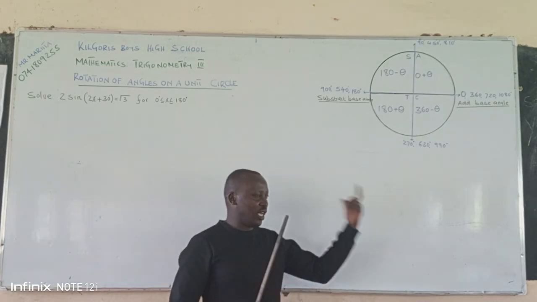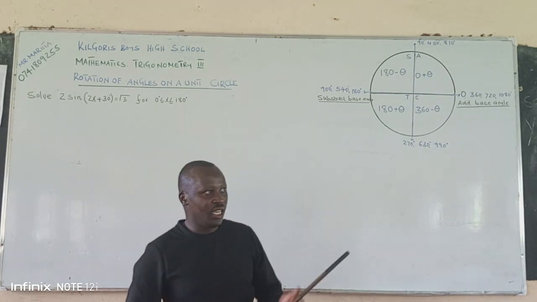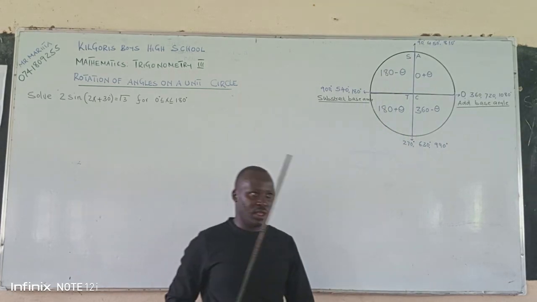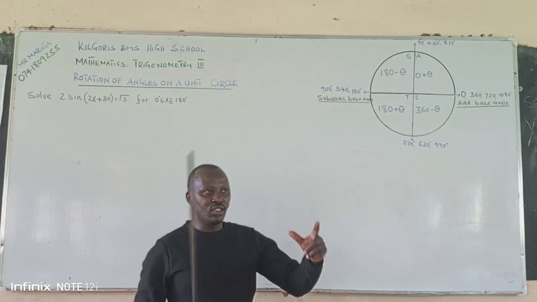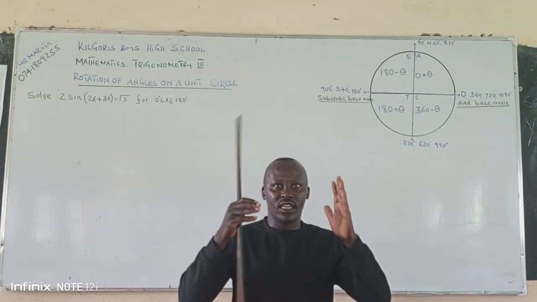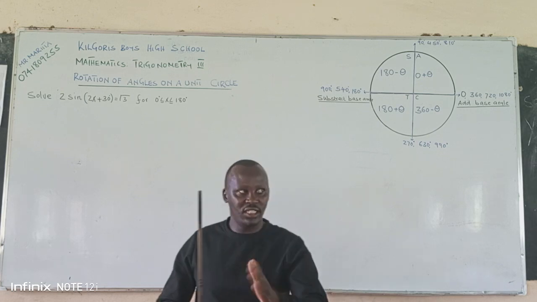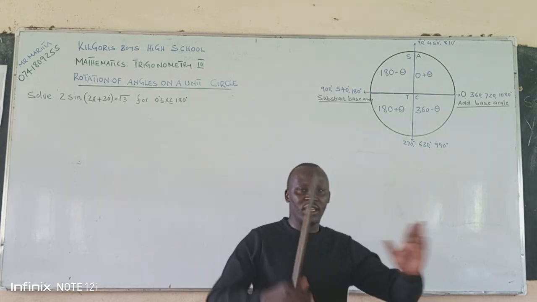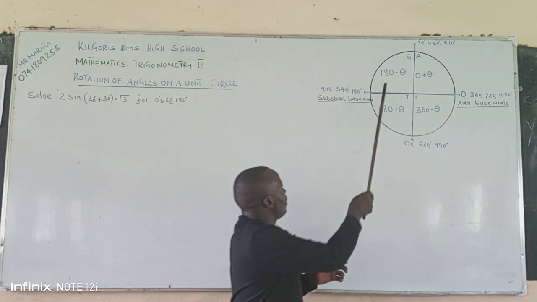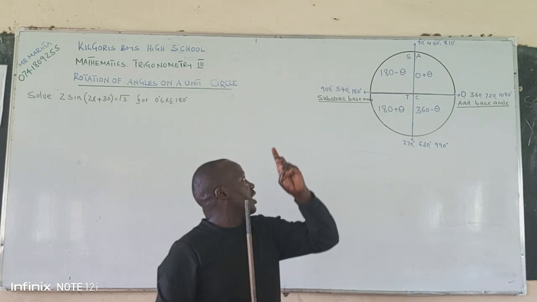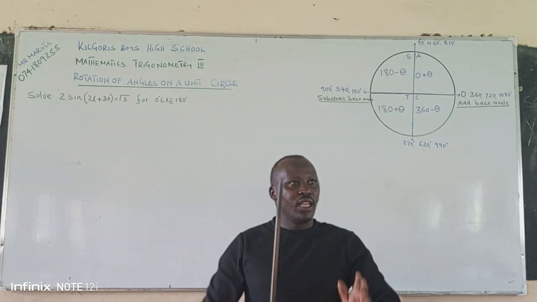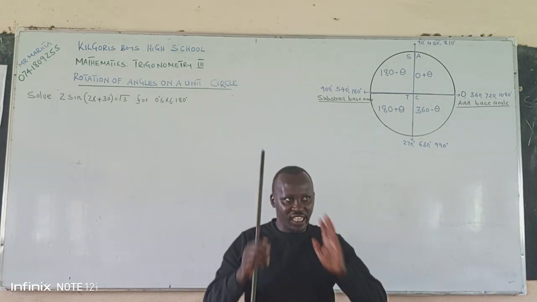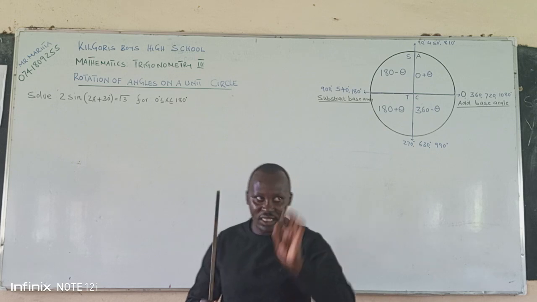So in this, the unit circle is divided into 4 parts. That one is the first quadrant, second, third, and the fourth. In the first quadrant, all the trigonometric ratios are positive. That is, the sine, the cosine, and the tangent are positive in the first quadrant. In the second quadrant, the sine is positive. If the sine is positive, it means that the cosine and the tangent in the second quadrant are negative.